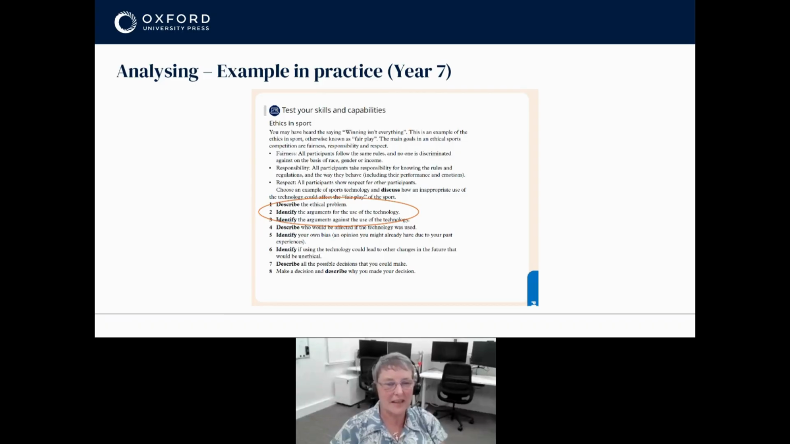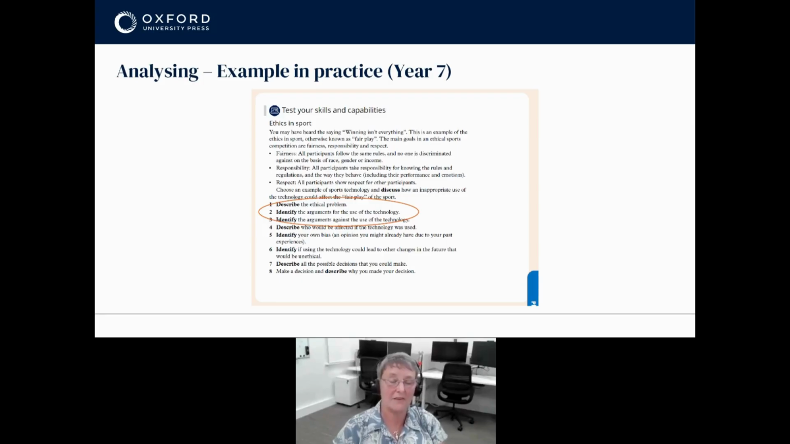This is talking about, again, fairness, responsibility, and respect, and identifying arguments for the use of technology and arguments against the use of technology. It doesn't have to be swimsuits. It can be anything, and it's particularly good when talking about sports and the use of things in sports. It can also be for technology.